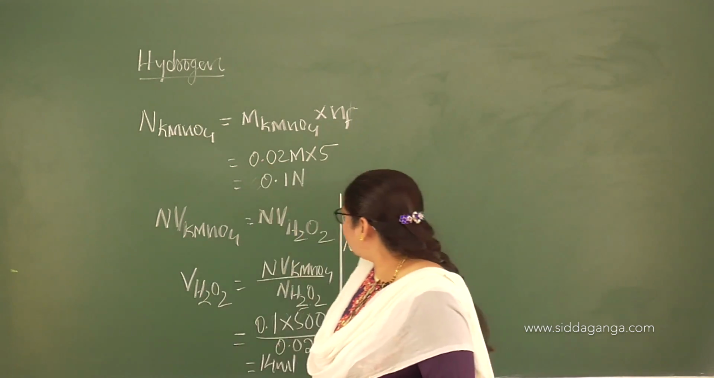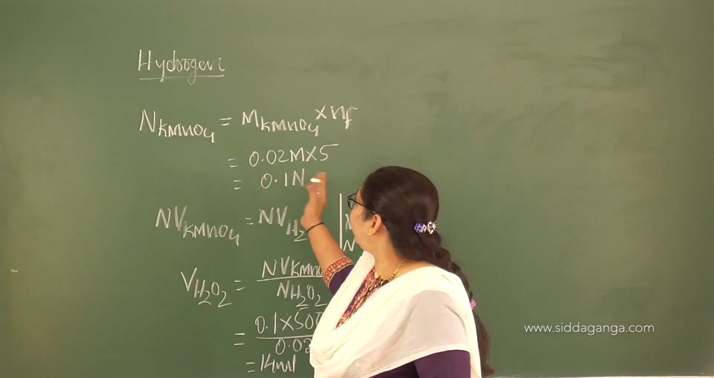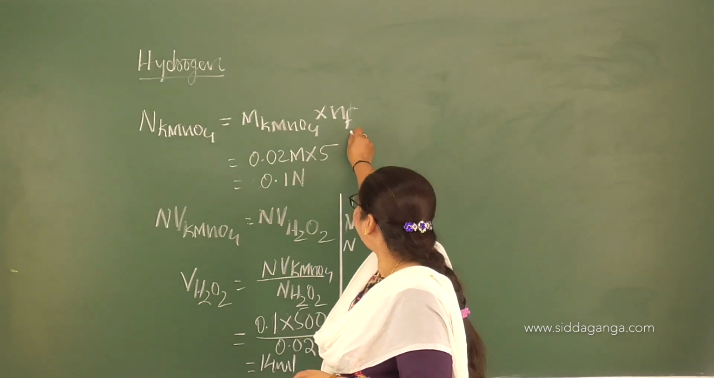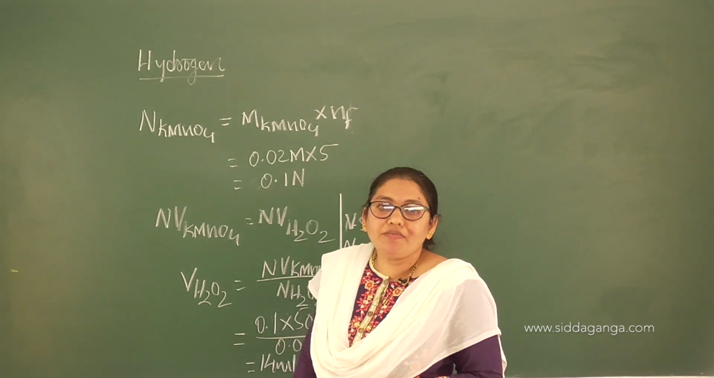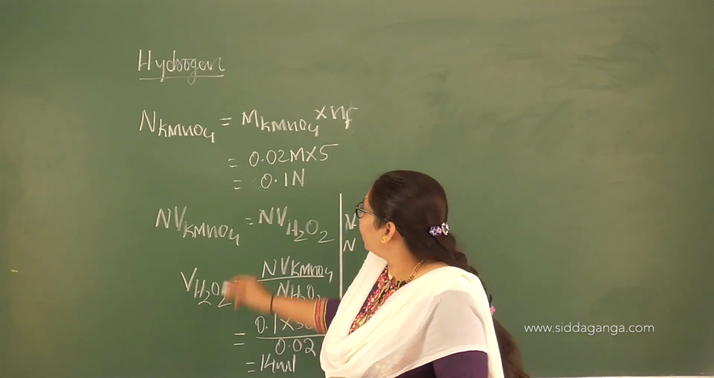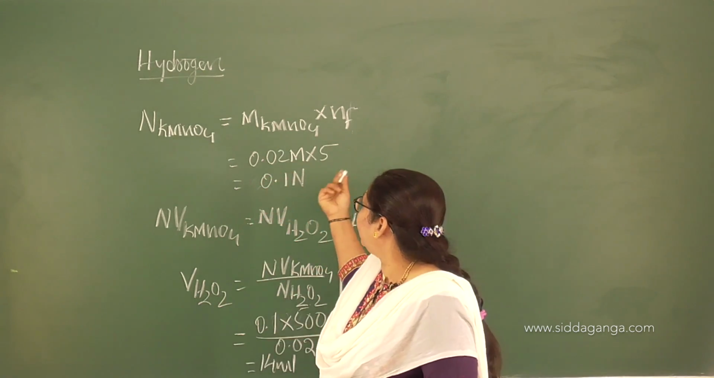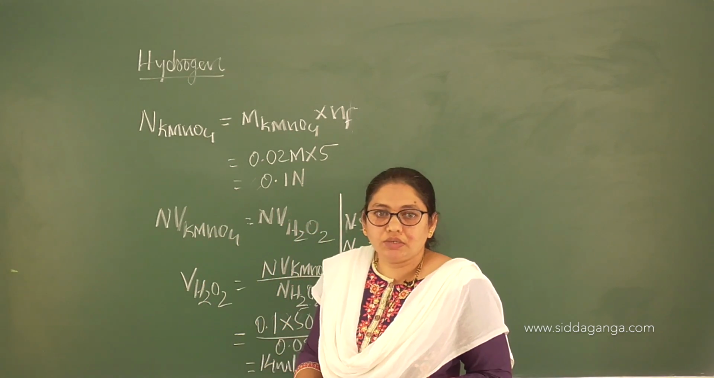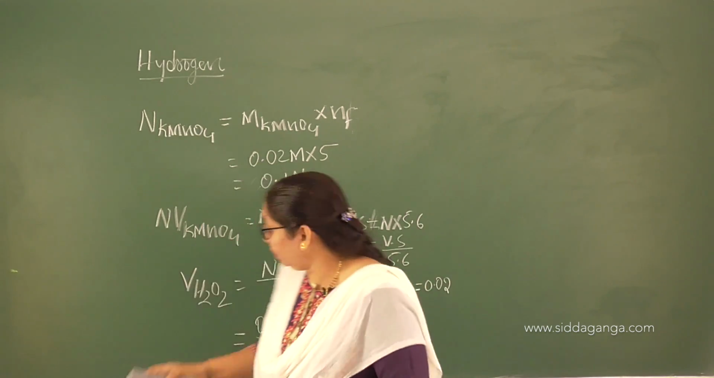Okay, understood this question? If they give the normality and molarity, then you have to find it like this. Understood how to find the n factor? It is the number of reduction units in the case of an oxidizing agent, and the n factor in the case of a reducing agent is the number of oxidation units. Okay, move on to the next one.